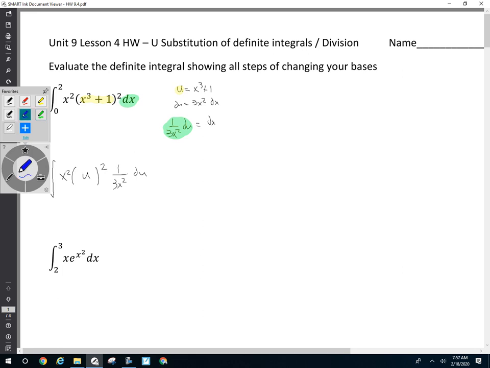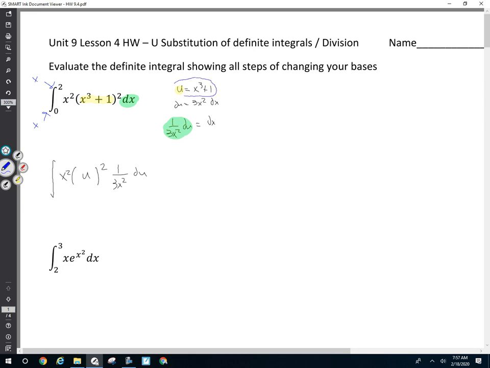Okay, but one extra step is you are going to change your bases from values on the x-axis to values on a u-axis. We're changing the axis in which we're looking at our function. And when we do that, we plug these x's into this equation, which ties x's to u's. So when I plug 0 into x cubed plus 1, I get 1. When I plug 2 into x cubed plus 1, I get 9.